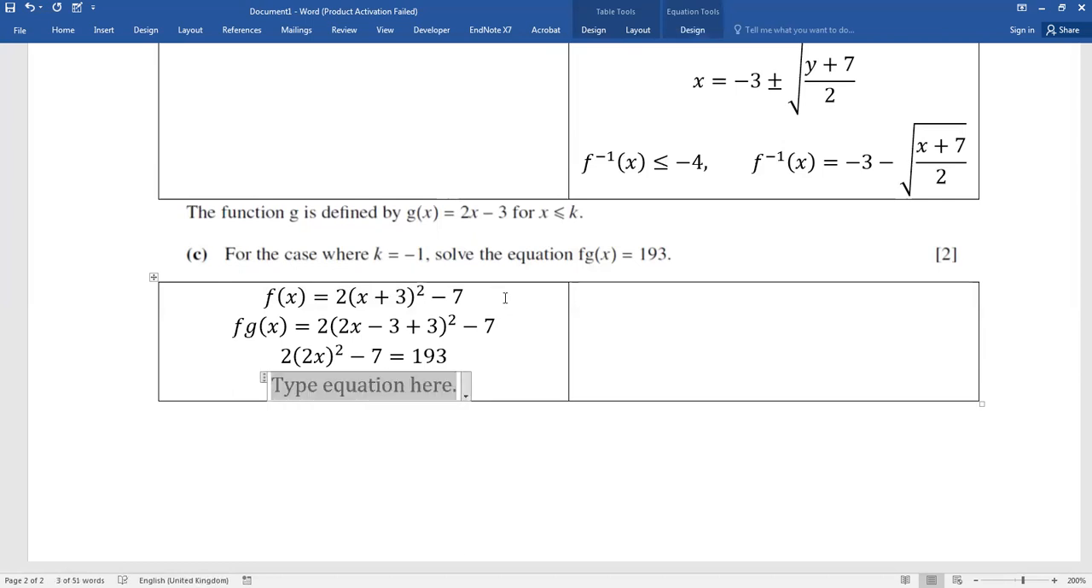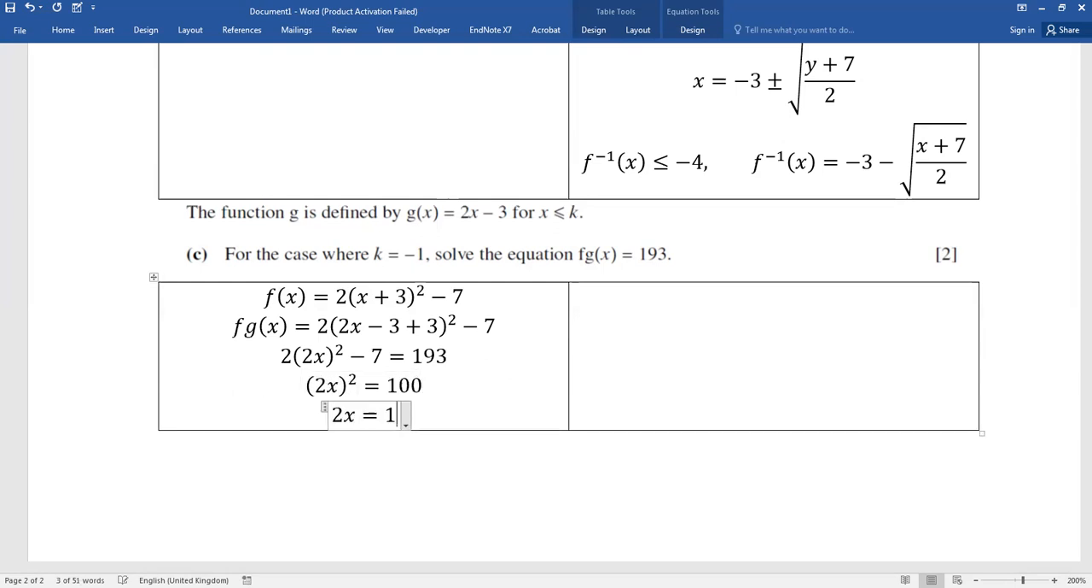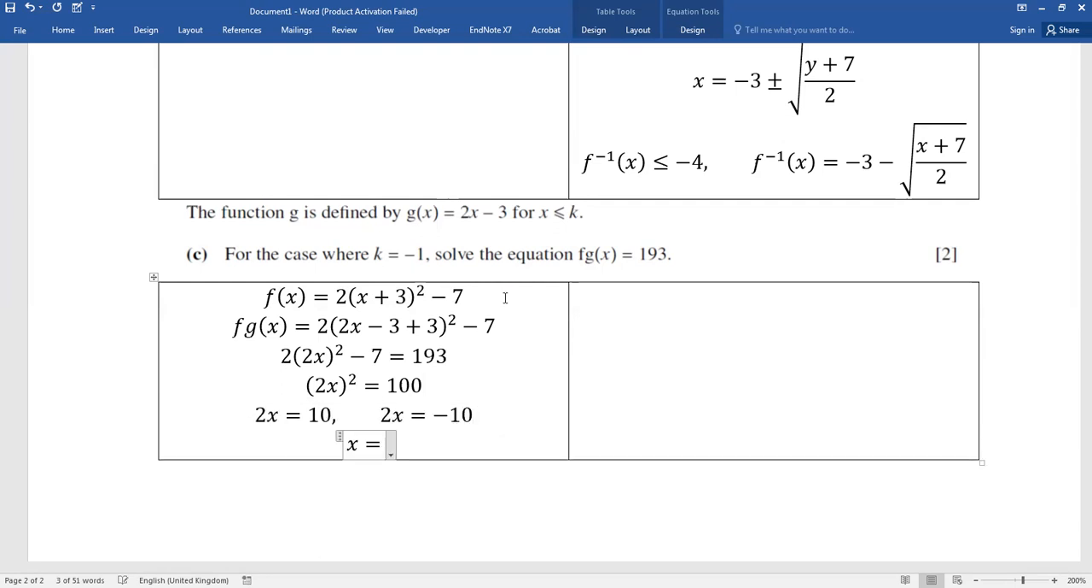7 goes, it adds over there. 200 divided by 2 is 100. 4x squared is, or I can say that, 100. If I take roots on both sides, 2x is positive 10 or 2x is negative 10. So what is the value of x? 5 or negative 5? Which one should I take?